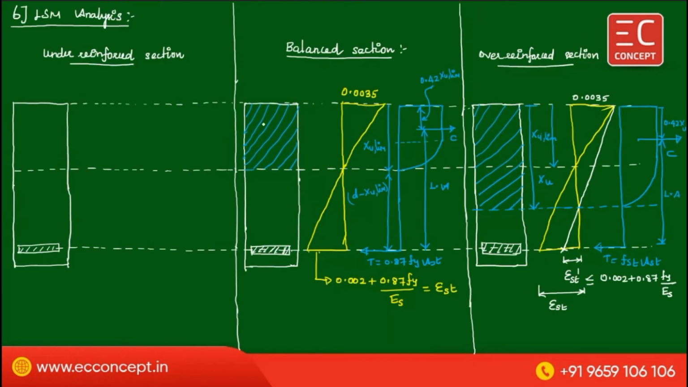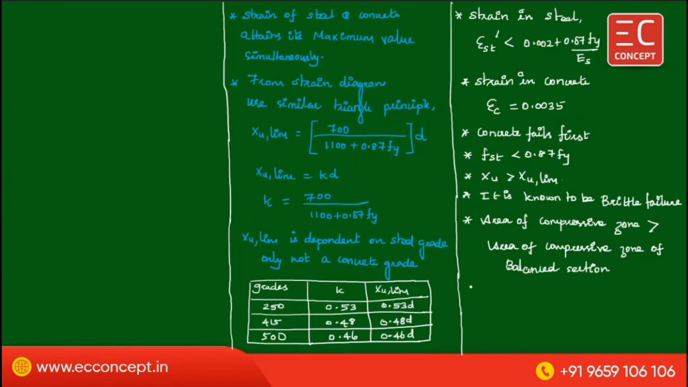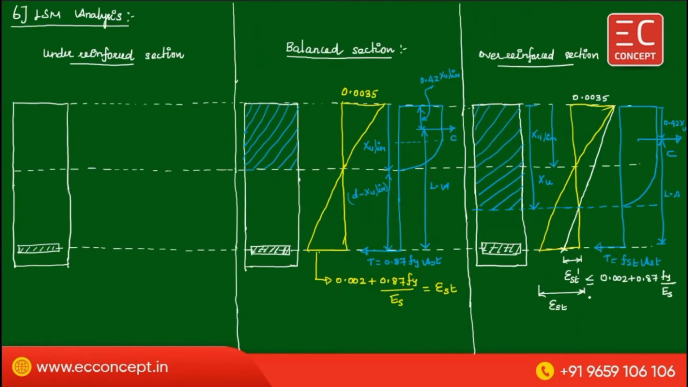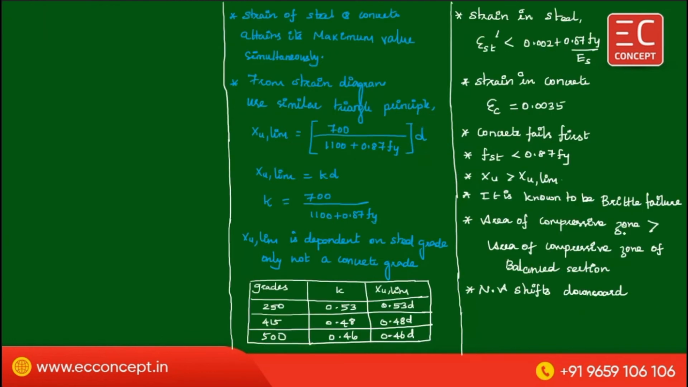As compared to the balanced section, the compressive zone of the over reinforced section is more. Now we can say the neutral axis shifts downward. This is the balanced section neutral axis, but here the neutral axis shifts downward for the over reinforced section. That's why XU is greater than XU limit.